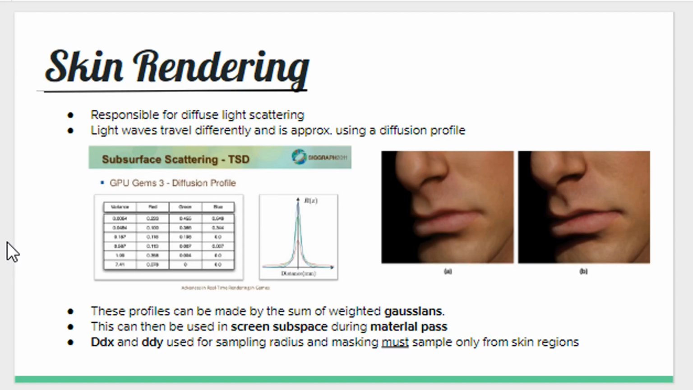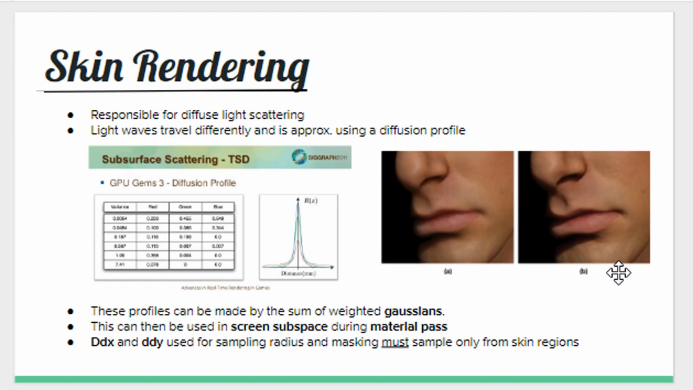Depending on what subsurface or subspace that you are wanting to be used, our diffusion profile can change. Obviously, it changes depending on the look or feel that you are going for in your game. So these profiles need to be made by the sum of weighted Gaussians. Here we can see a table of weighted Gaussians as well as the graph that graphs it. This would be used in screen subspace during our material pass and then applied.